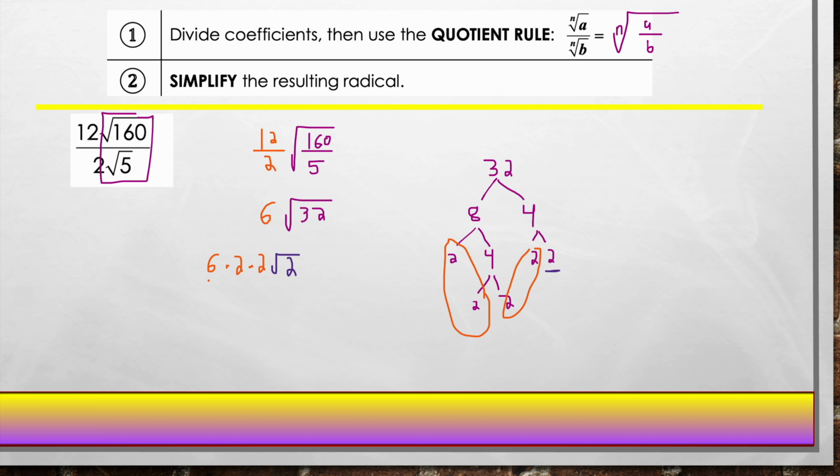Now we could multiply these numbers here on the outside. 6 times 2 times 2 gets us 24. And well, the square root of 2 is just going to stay as the square root of 2, giving us a final answer of 24 times the square root of 2.